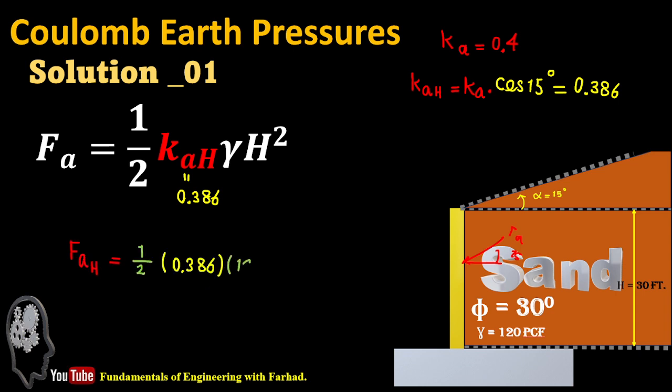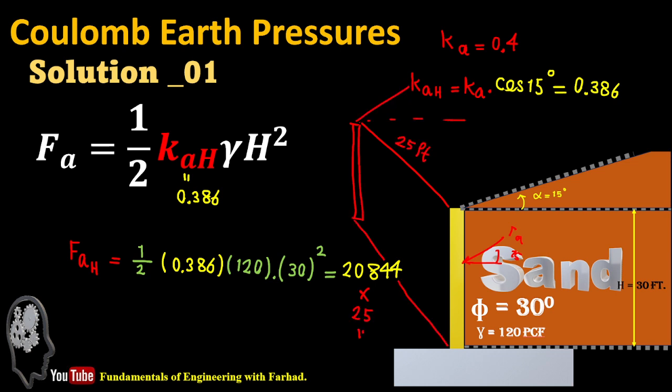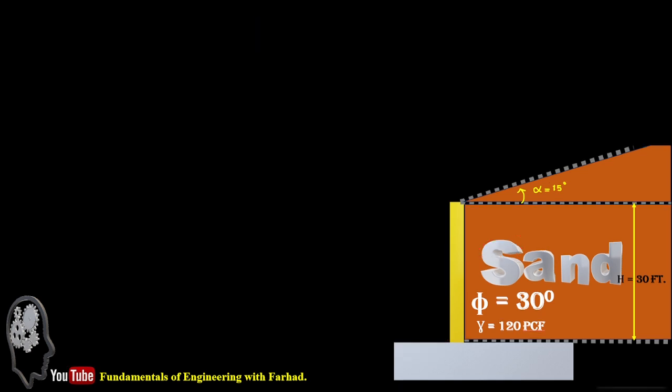As soon as you have that, the rest is simple. You have gamma from the problem statement, you have height of wall, square it times half of that, like the equation, and it just gives you this amount of force. And if you multiply that by the length of your cantilever retaining wall, it just gives you almost 521 kilo pounds of forces in the horizontal direction. That was our solution 1.